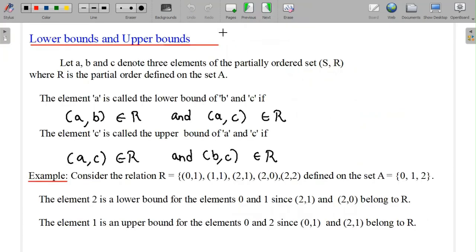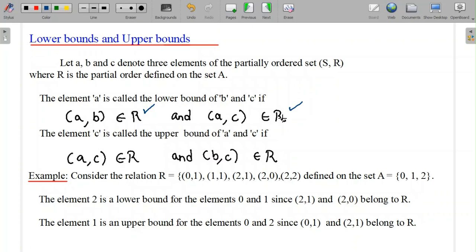The second subdivision wants us to identify the greatest lower bound and the least upper bound for a given subset of this partially ordered set. Now, what are lower bounds? We define this in the slide. If A, B, and C denote three elements of a partially ordered set, the element A is called the lower bound of B and C if these two ordered pairs, (A, B) and (A, C), are part of the relation. So, for an easier way to remember, the lower bound is the number on the left. A is on the left, and therefore A is the lower bound of both B and C.